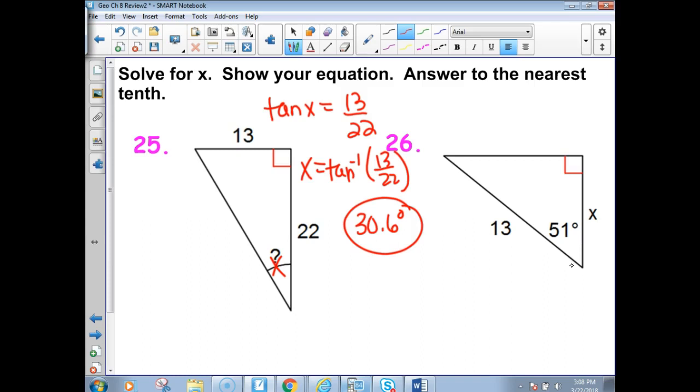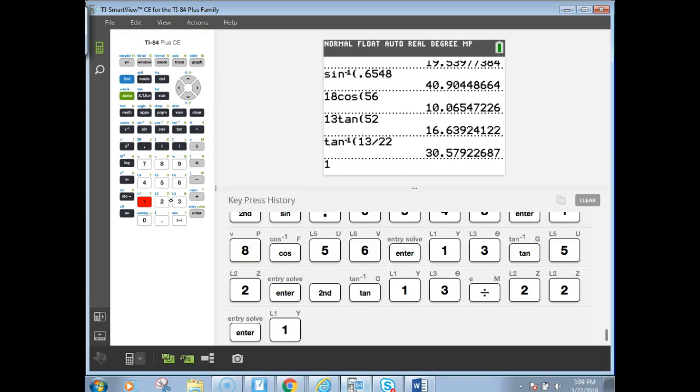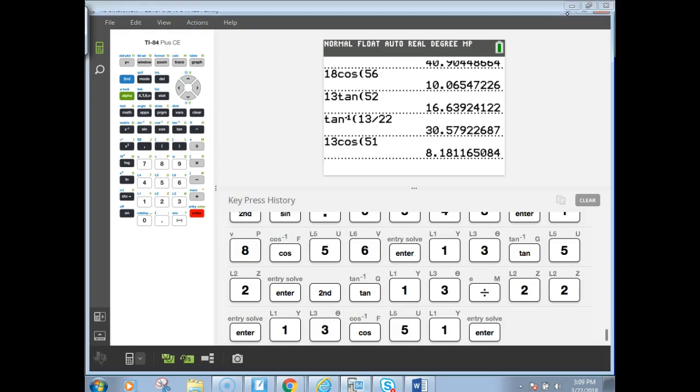26, you've got the angle 51 smushed between the hypotenuse and the adjacent leg. Adjacent and hypotenuse is your cosine function. Cosine 51 equals x over 13. So calculate 13 cosine 51. Got 8.2.